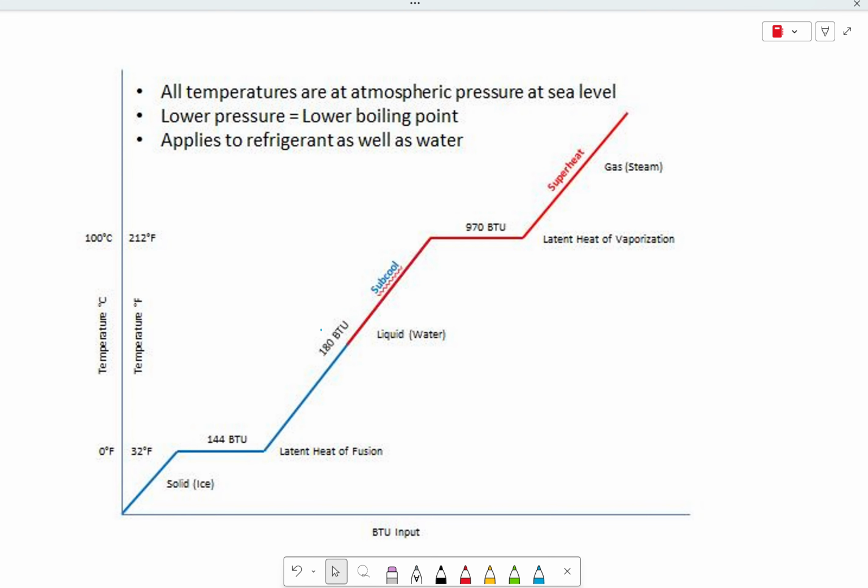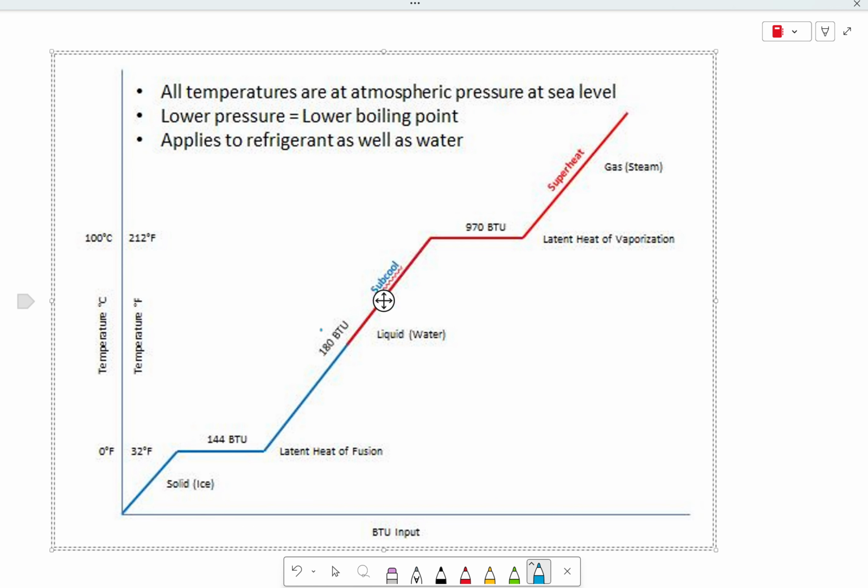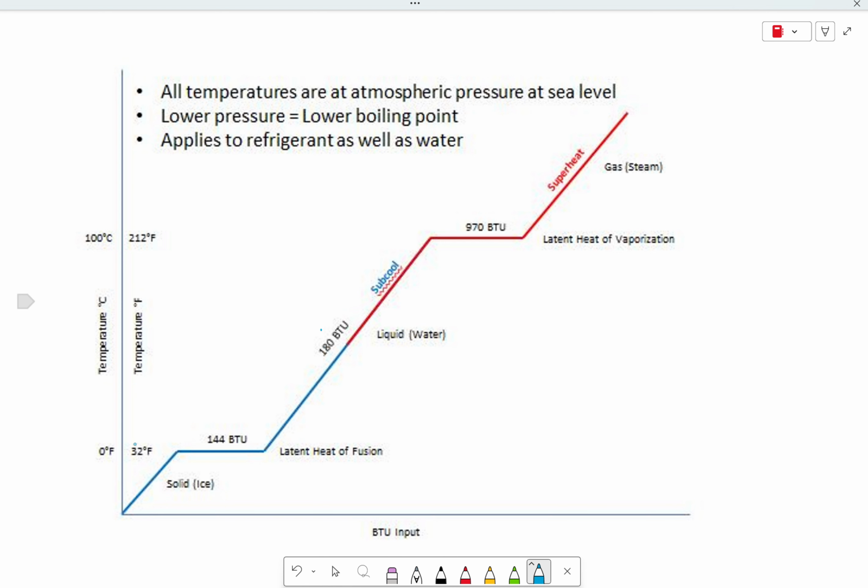Okay, so taking a look at the temperature in Fahrenheit over here, 32 degrees up to 212 degrees. The amount of temperature change, if you do a little bit of math, is 180 degrees Fahrenheit, right? And that's where that 180 BTU number came from. It takes 180 BTUs to get 1 pound of water from where it goes from a solid to a liquid, all the way up to where it goes from a liquid to a gas.